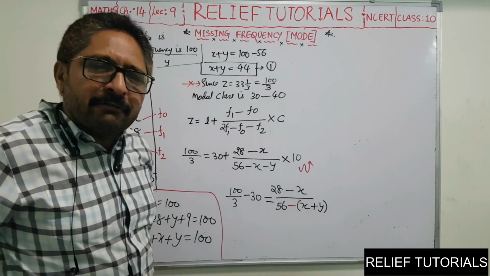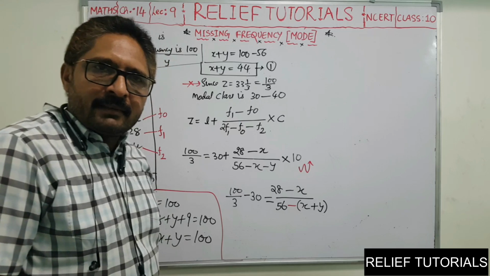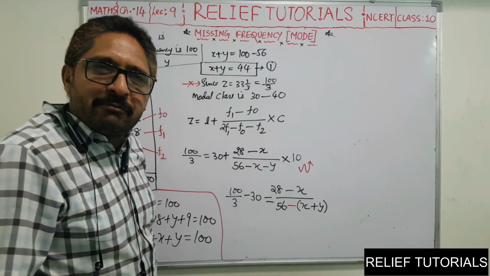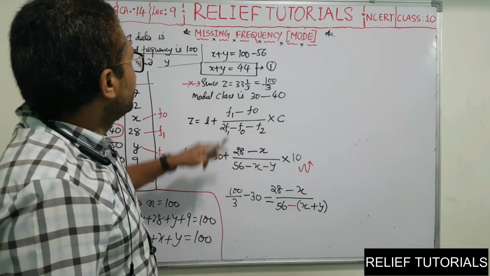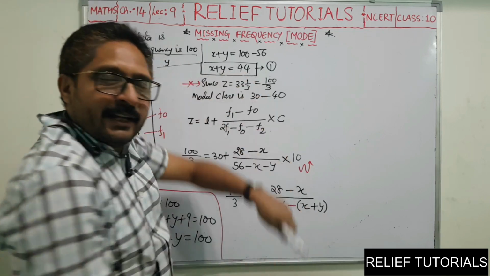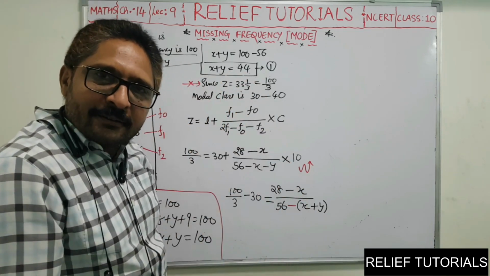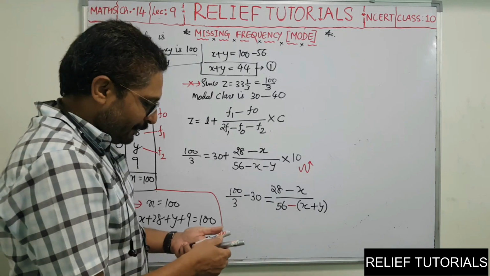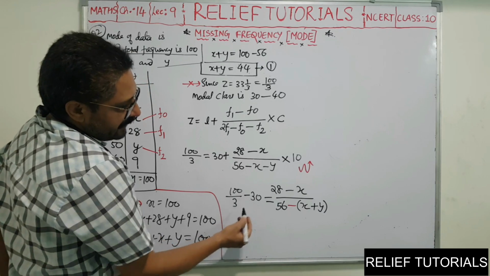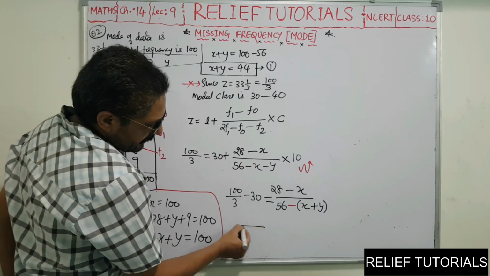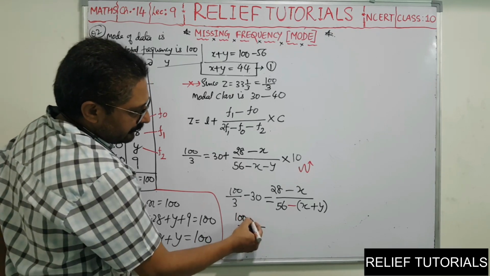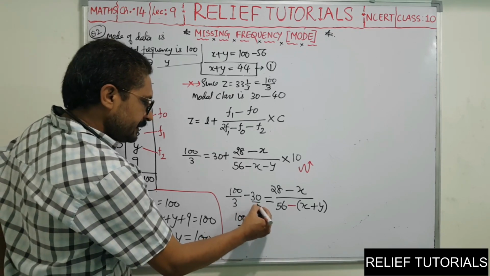Now what is the benefit of taking minus common, sir? If I take minus common, I will get x plus y, and you already have the value of x plus y. See here, x plus y is 44. So in place of this x plus y, you will substitute 44. What will be the new equation now? Here can I take LCM? What will be the LCM here? LCM will be 3, and 100 minus 30 upon 1.